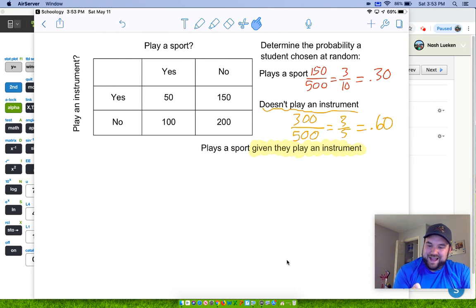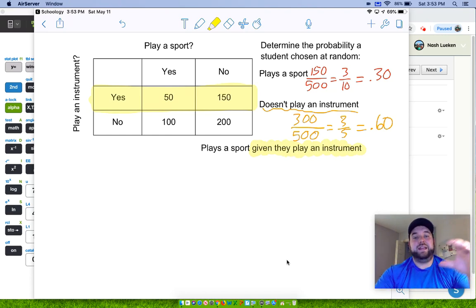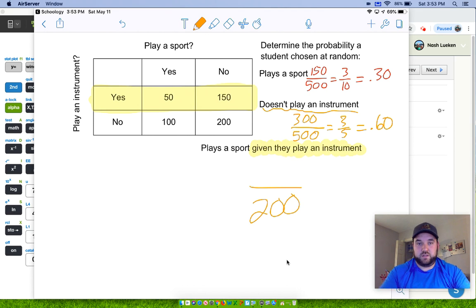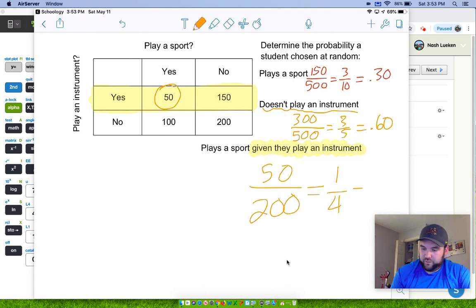So what that means is I am only looking at these people right here. These 200 people are the ones that answered yes to the question, do you play an instrument? So that given event now shrinks my sample space. I'm not drawing from all 500 people now. I'm only drawing from the 200 that responded yes to playing an instrument. What is the probability that I pick someone who plays a sport? Well, of those 200, these 50 also play a sport. So this would be 50 out of 200, which is 1/4, which is 0.25 or 25%.